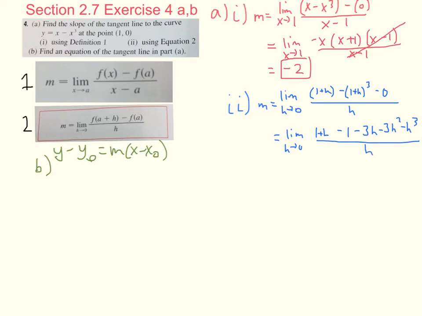So we can do some simplifying on the top. Our 1's are going to cancel each other out. And then we have h minus 3h is going to give us negative 2h. So everything on the top is going to have a factor of h. So I'm going to factor that out. So I have negative 2 minus 3h minus h squared all over h. And I can cancel my h's out.